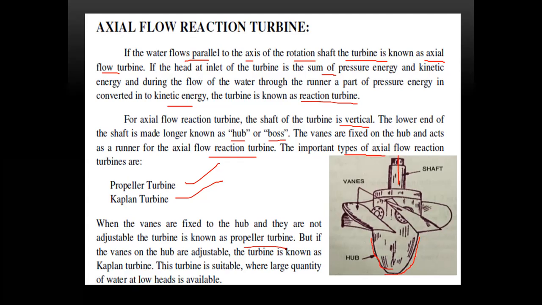Next, if the vanes on the hub are adjustable, then the turbine is known as a Kaplan turbine. Simple difference, right? What is the difference between Kaplan turbine and propeller turbine? Whenever the vanes or blades are adjusted, we are calling them a Kaplan turbine. Whenever the blades or vanes are not adjusted, then we are calling them a propeller turbine. This turbine is suitable where a large quantity of water at low heads is available, right?